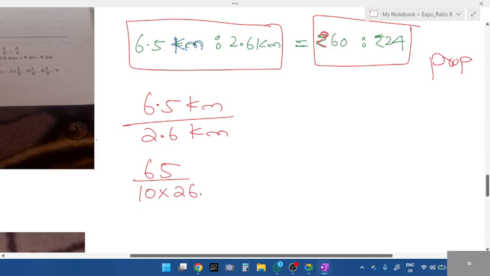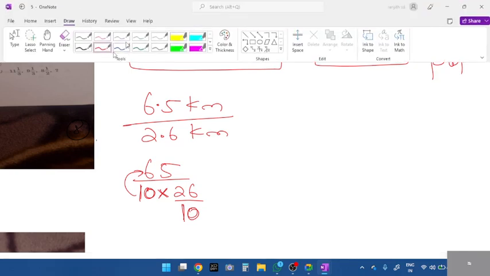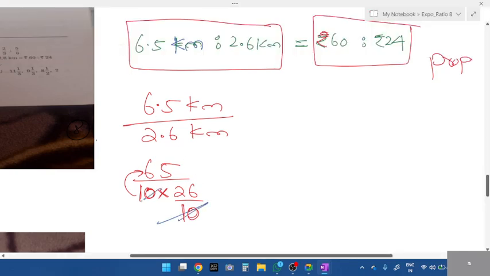For 26, when you remove the decimal, what do you get? See, this 10 is for which one? This 10 is for 65, right? For 26, 10. Which one gets cancelled here? Correct. 10 and 10 gets cancelled. Kilometer also gets cancelled. Then what do you get? Reduce. 65 and 26. Is there any table, students, to reduce 65 and 26?